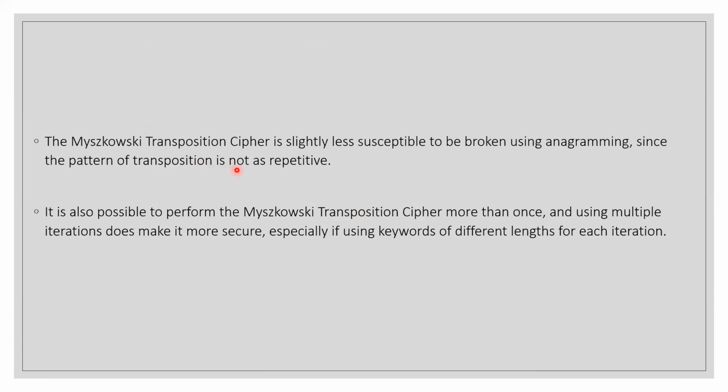So again, the Minkowski transposition cipher will have all the advantages and disadvantages the same as the columnar transposition cipher, and it is slightly less susceptible to being broken using anagramming, since the pattern of transposition is not as repetitive. It is also possible to perform the Minkowski transposition cipher more than once, just like we did for the columnar transposition cipher, using multiple iterations, which will make it more secure. And again, we can use keywords of different lengths for each iteration.